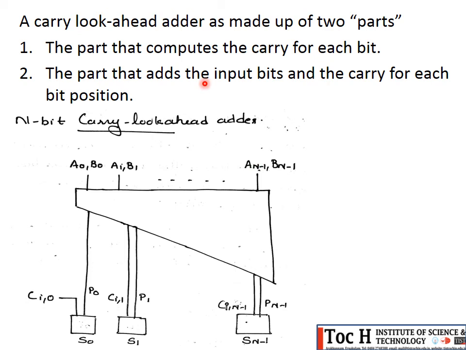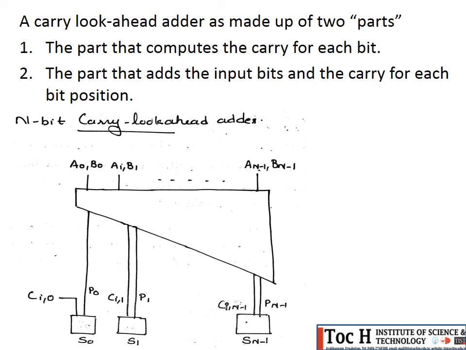Okay, so this is the structure of a carry look ahead adder. We can consider the carry look ahead adder as made up of two parts: the part that computes the carry for each bit, and the part that adds the input bits and the carry for each bit position, so the sum can be obtained. So P is actually A XOR B. P0 is A0 XOR B0, P1 is A1 XOR B1, and Pn minus 1 is An minus 1 XOR Bn minus 1. And as soon as the carries are available, we can obtain S0, S1, up to Sn minus 1, using the basic Boolean expression for the carry.